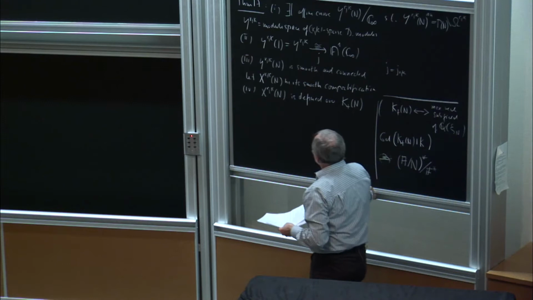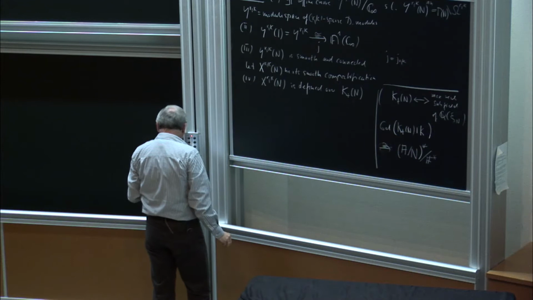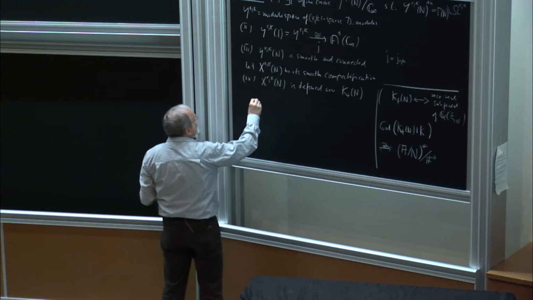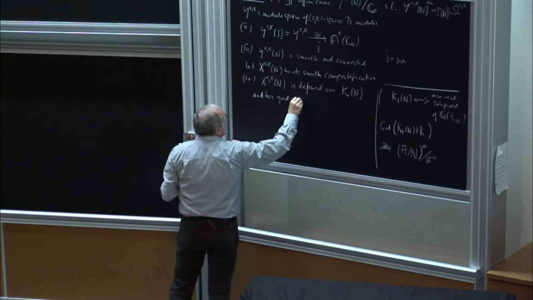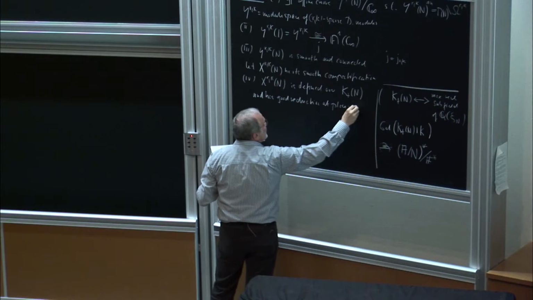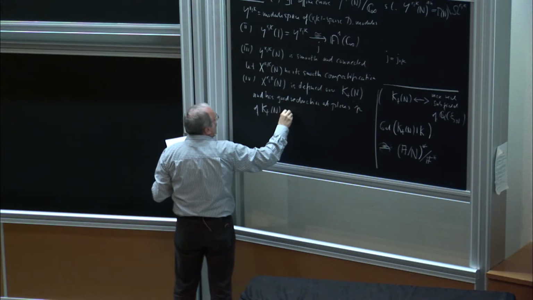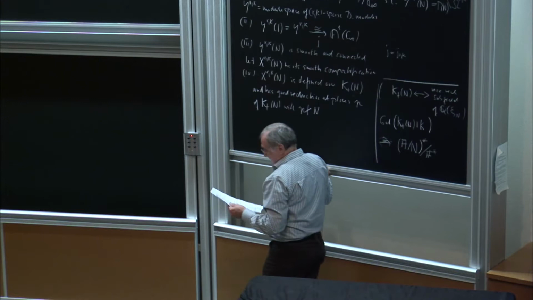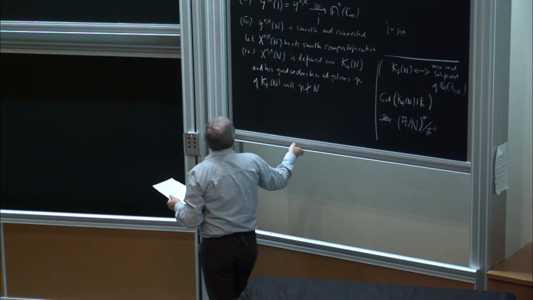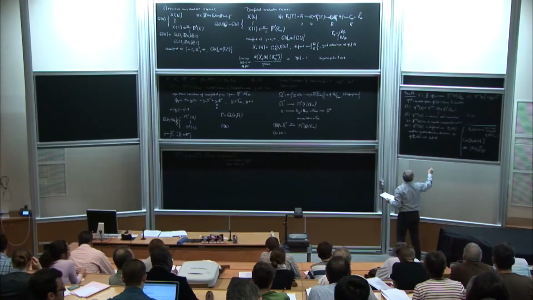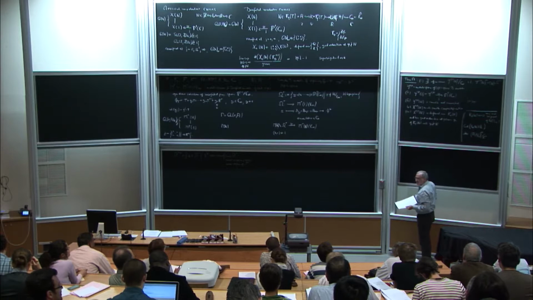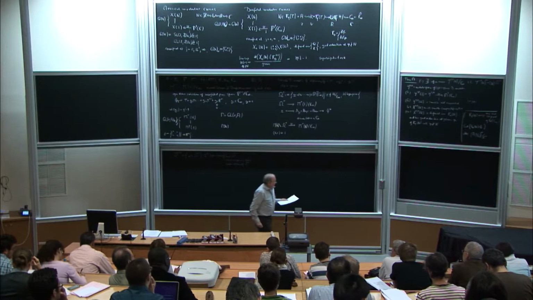So this field is defined over a finite abelian extension of K, and has good reduction at places, say P of that field K plus N, with P not dividing N. And well, this is only one half of that statement. There will still be some others.